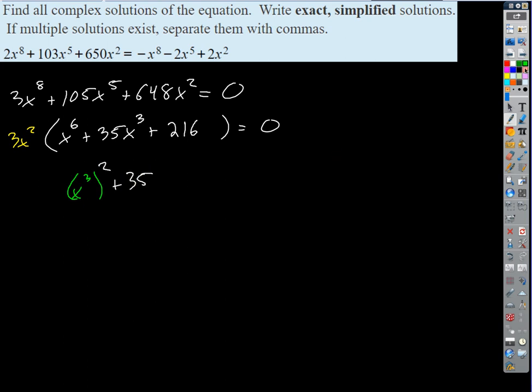35 x cubed plus 216. You know what I'm probably going to screw up there? I'm probably going to cube root that 216 by accident. That'd be a common mistake. Going from here to here?